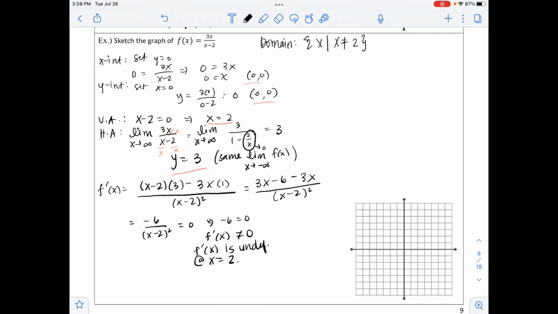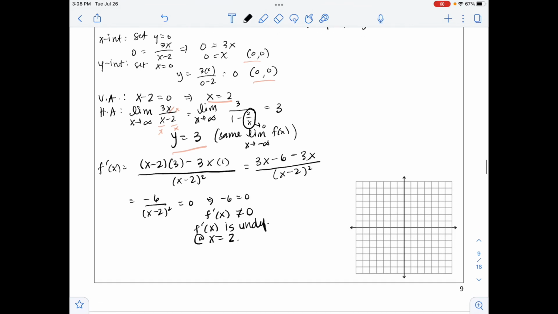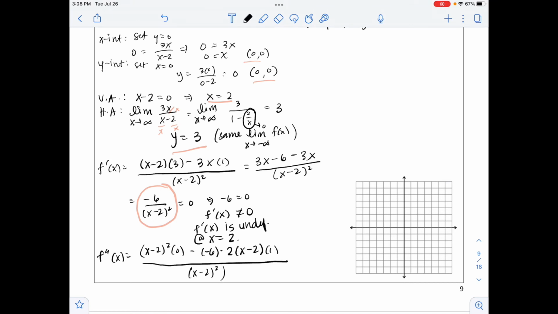So the next thing that we need to do is find our second derivative. And so our second derivative, we have to use the quotient rule again. And here I'll circle the first derivative so we can see that. And so it starts off with the bottom denominator times the derivative of the top, which is 0, minus the top times the derivative of the bottom, which we have to use the chain rule. So we have 2 times x minus 2 to the first times the derivative of the inside, which is just 1, all over x minus 2 squared, or to the 4th power.